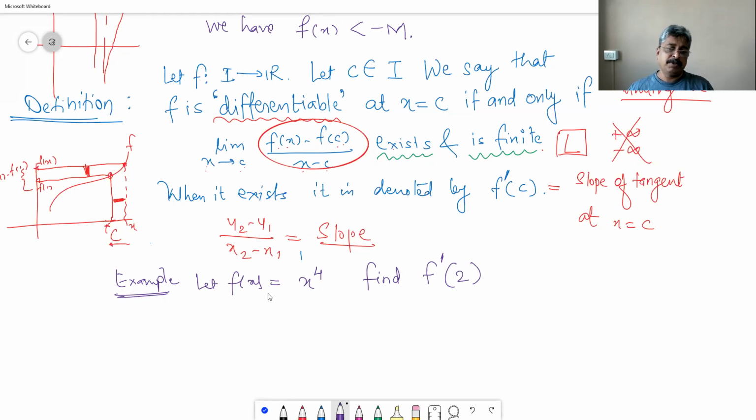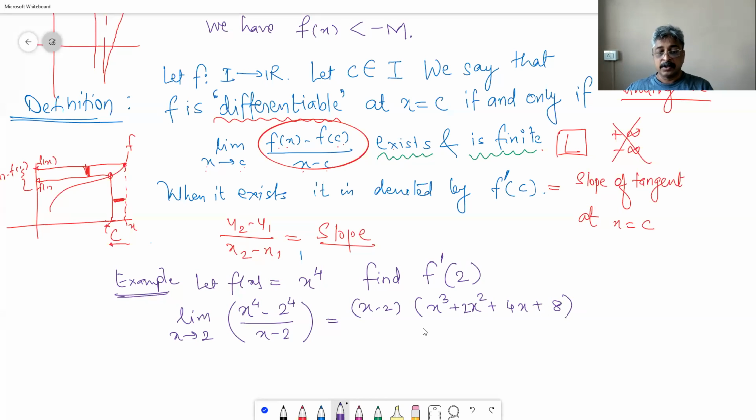As per the definition of differentiability, we will write the limit as x tends to 2 of f of x, that is x raised to 4 minus 2 raised to 4, upon x minus 2. This is what we got. Correct? And we said that this is exactly the same as x minus 2 into x raised to 3 plus 2x raised to 2 plus 4x plus 8, divided by x minus 2, limit x tends to 2. So now you can cancel them out. That will eliminate your indeterminateness 0 by 0.